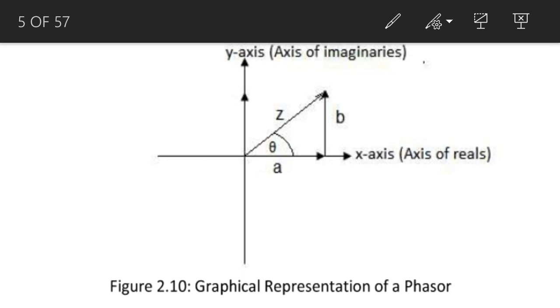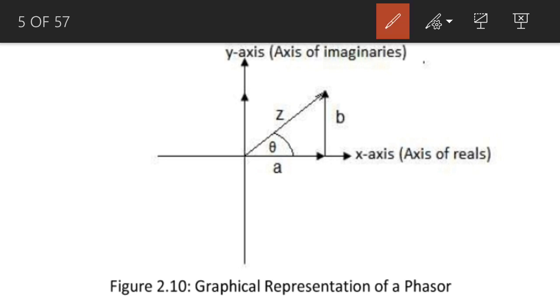We will do a few numerical examples related to the addition, subtraction, multiplication, and division of phasors. But let me explain the angle of the phasor quantity, which is measured with respect to x-axis.